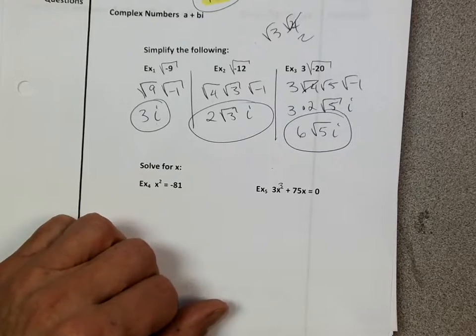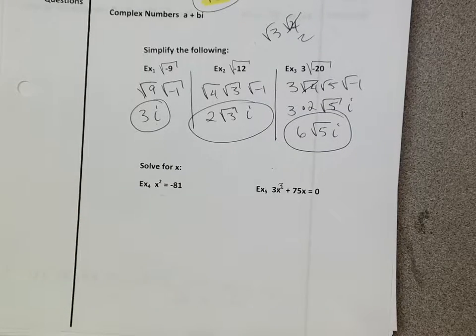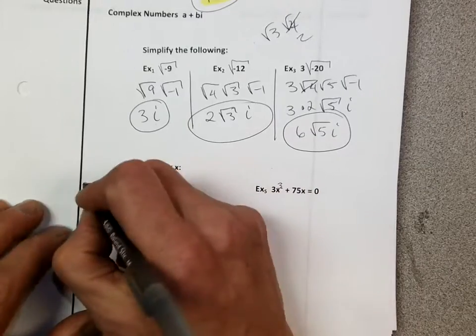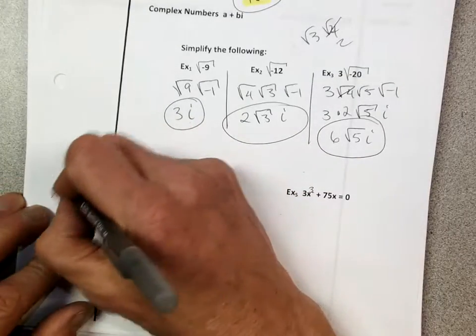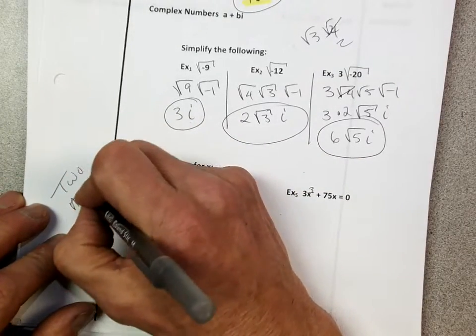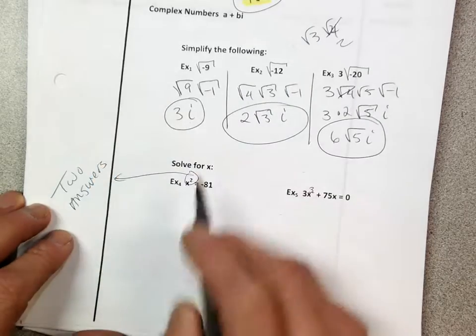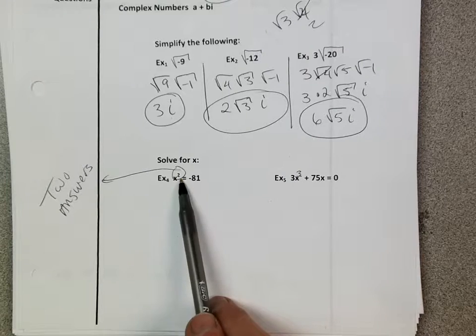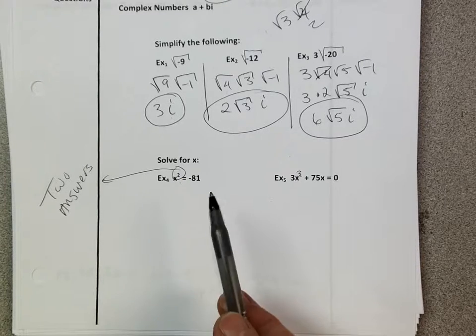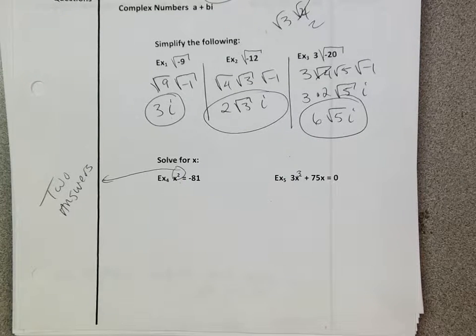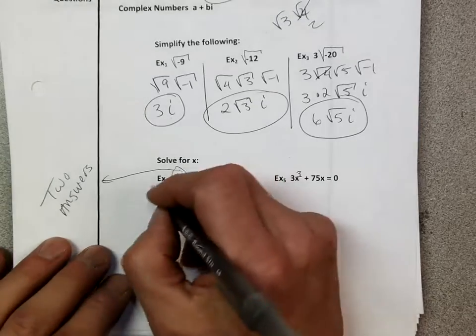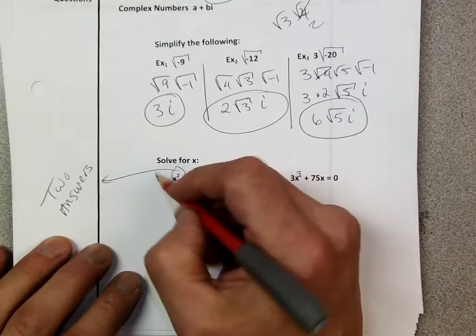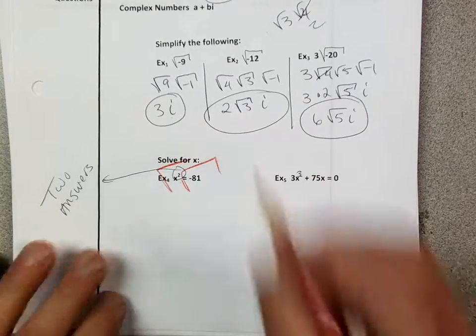Okay, example 4. Now before we do example 4, write this down somewhere. We need 2 answers. We have to have 2 answers because of the x squared, okay? This is what we've been doing the last few days. With an x squared, you have to have 2 answers, right? So when I take the square root, we get a plus or minus. So what I'm going to do is take the square root of both sides to solve it.